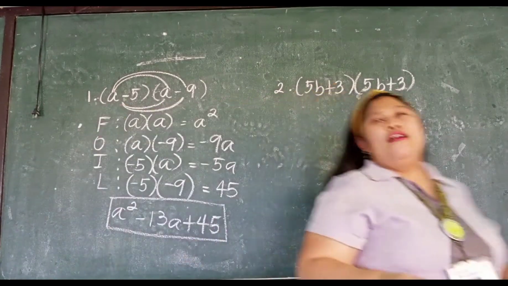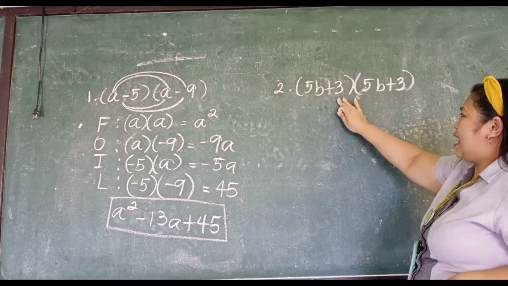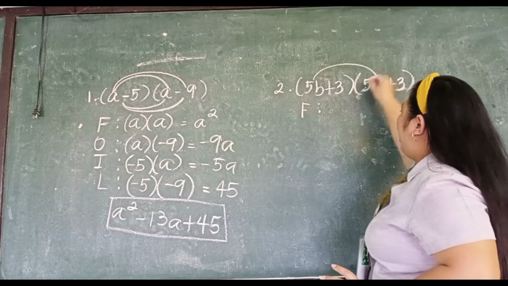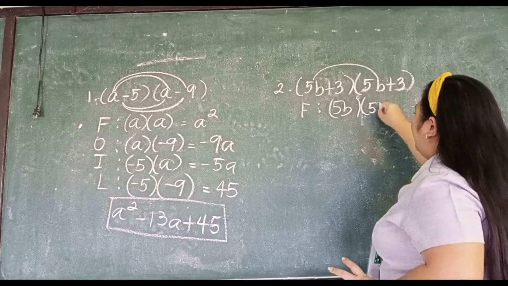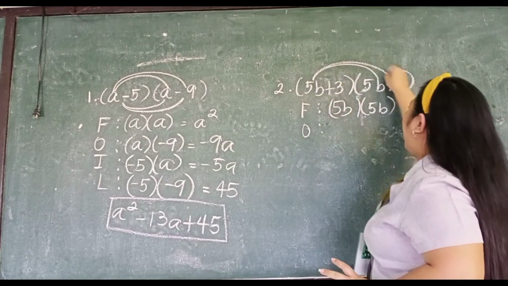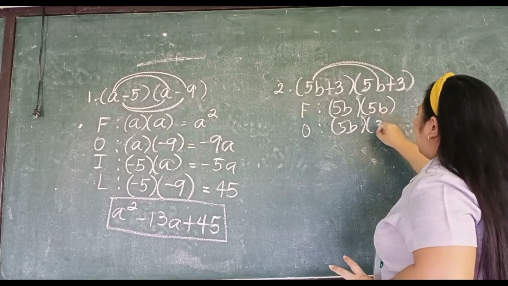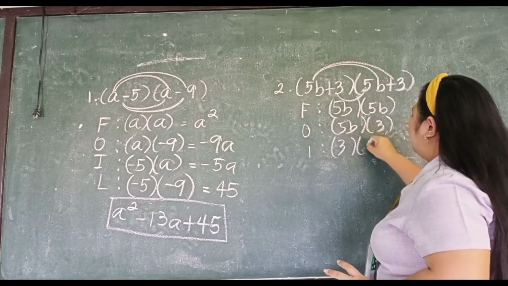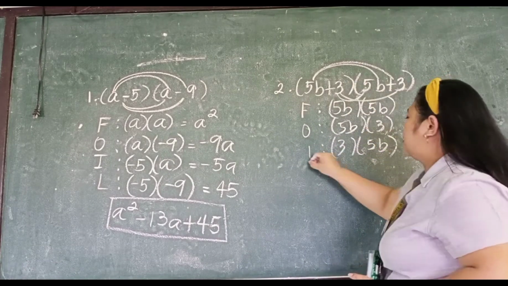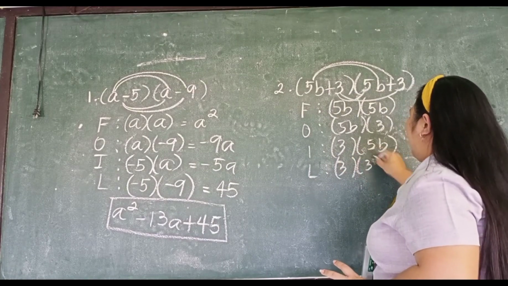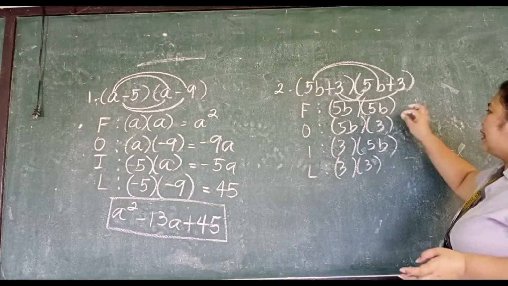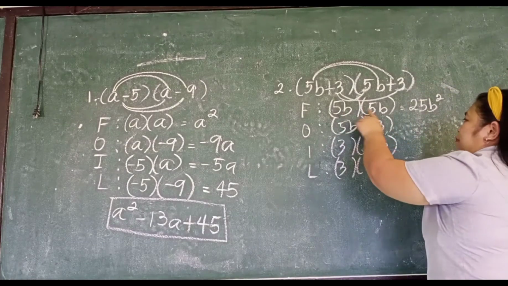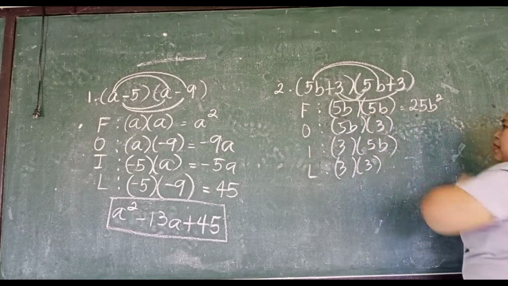Okay, another example. For example, you're given 5b plus 3 times 5b plus 3. Let us first find the first terms. So we have 5b times 5b. Then our outer terms are 5b and positive 3. Then our inner terms are 3 times 5b. And then the last terms are 3 and 3. Then multiply them one by one. 5b times 5b is equal to 25b squared, because 5 times 5 is 25 and b times b is b squared.